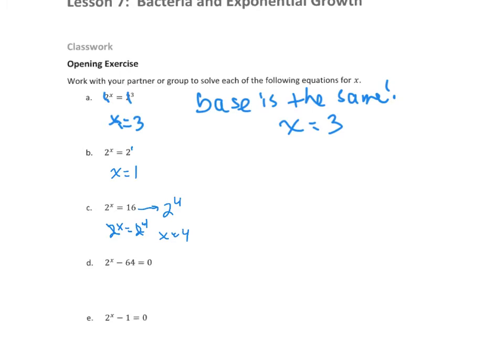All right, what about d? So again, what I could do is first add 64 to both sides. That might be a good step algebraically. So now I have 2 to the x equals 64. And I'm again going to think about how I can rewrite 64 so that it's expressed as 2 to a power. So 2 to the x equals 2 to the 6. And then my bases cancel out and I'm left with x equals 6. Yay. This isn't so bad, right?